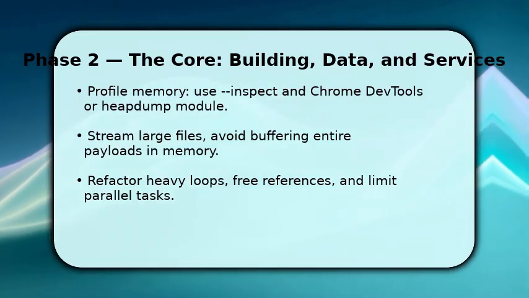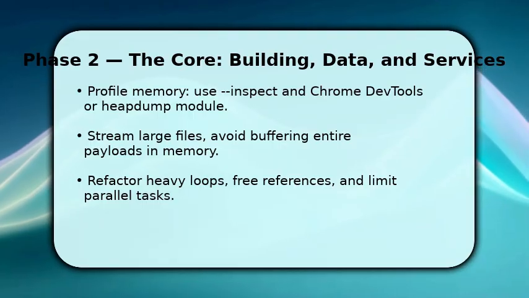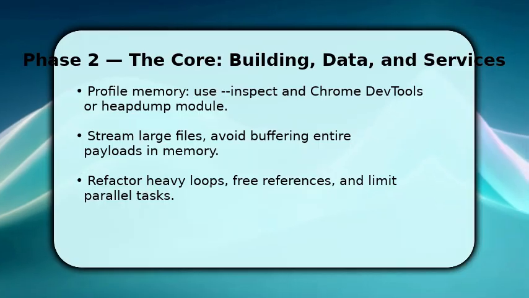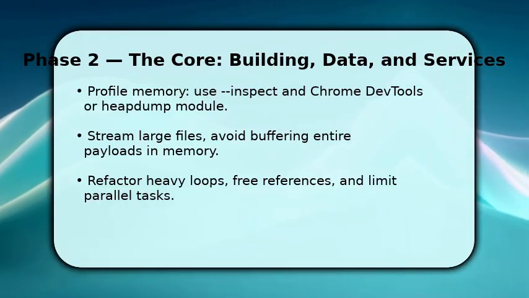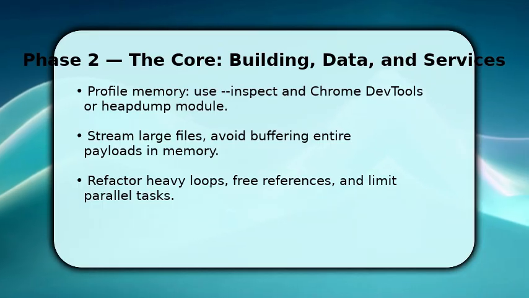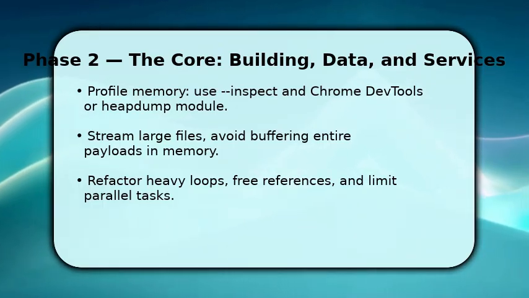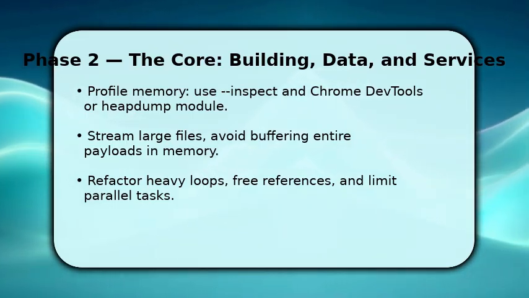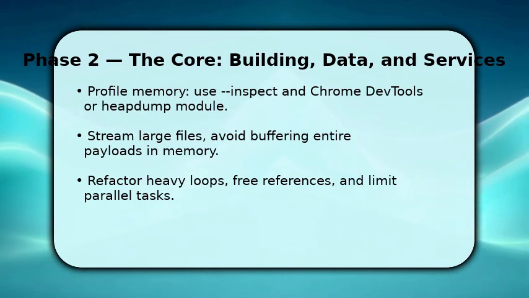Next, reduce peak usage. Convert buffers to streams, process chunks, and limit concurrency. Change Promise.all to a queue with controlled parallelism. Also, refactor functions that accumulate arrays or caches, null out large references, and use WeakMaps where appropriate. These steps explain how memory builds and why streaming and controlled concurrency prevents spikes.